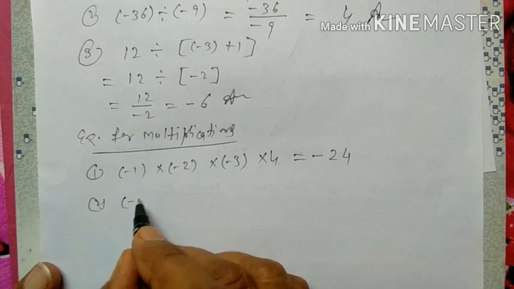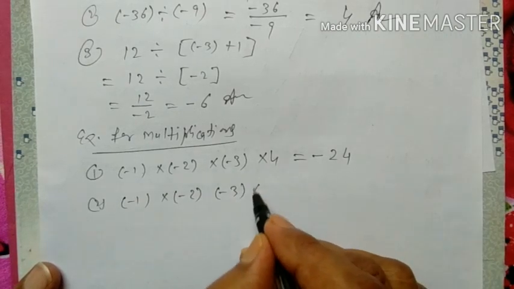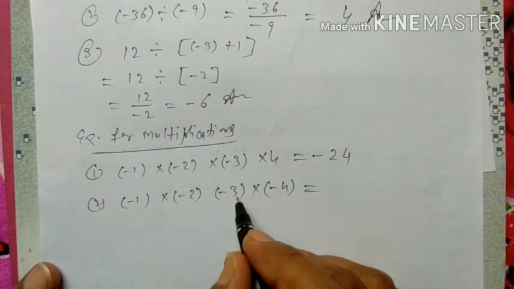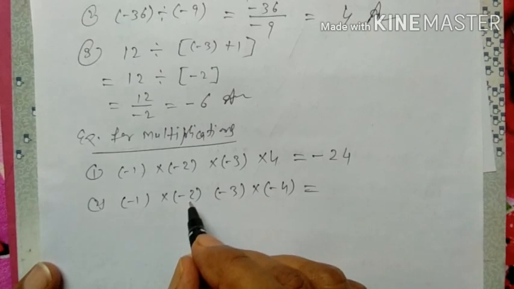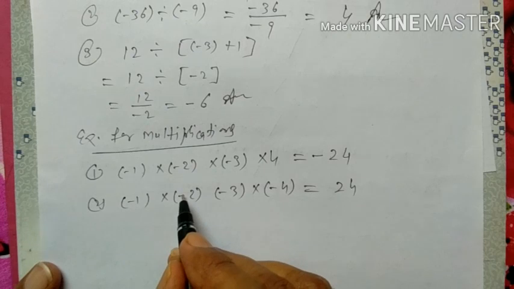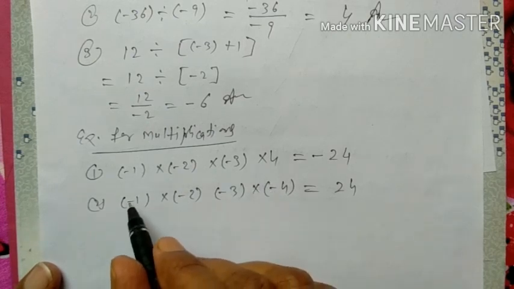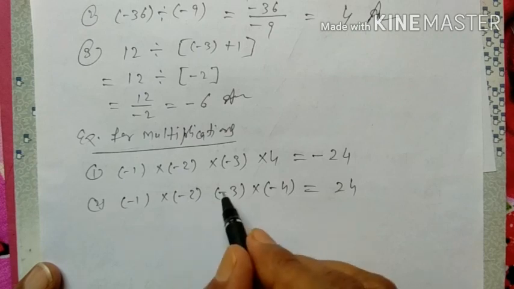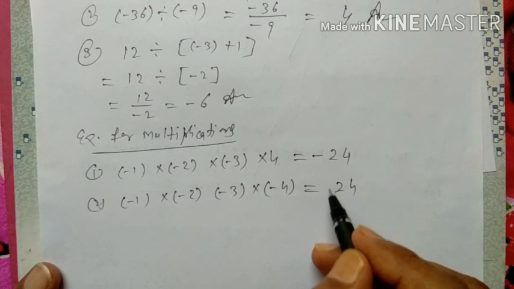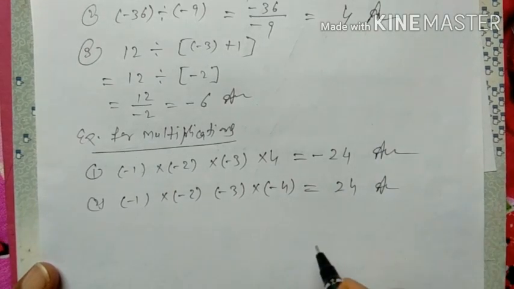Second question, -1 -2 -3 -4. It becomes 4 threes are 12, 12 twos are 24, 24 ones are 24. And the sign is minus minus plus, and this minus minus minus into minus plus. In a simple way, 2 minuses cancel out into plus and 2 minuses cancel out into plus. So the sign here will be positive. So this answer is 24, and the previous is minus 24. Thank you.